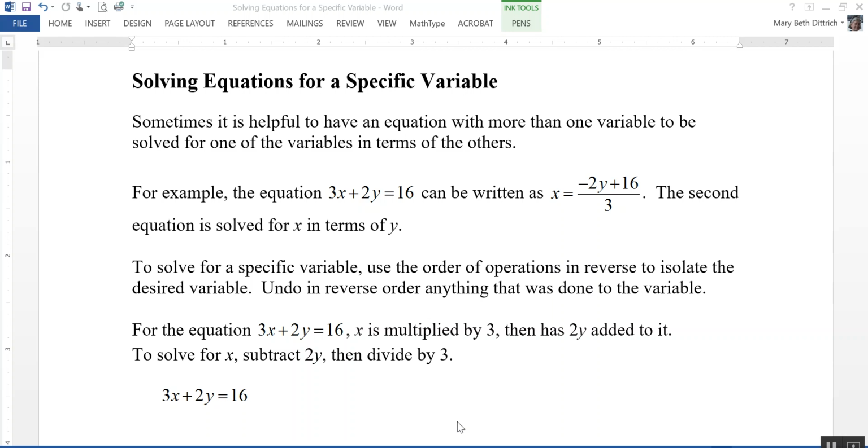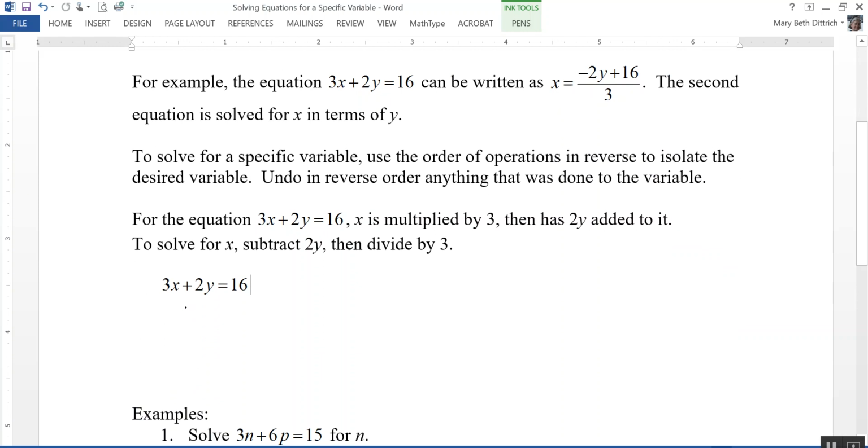In order to solve for a specific variable, we want to use the order of operations in reverse to isolate the desired variable. We're going to undo in reverse order anything that was done to the variable. So for example, in the equation 3x plus 2y equals 16, x is being multiplied by 3, then it's having 2y added to it. So to solve for x, we're going to undo that in reverse order. I'm going to subtract 2y, and then I'm going to divide by 3. So let's take a look at how that would look.